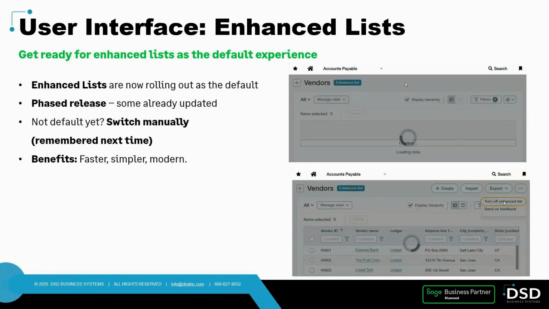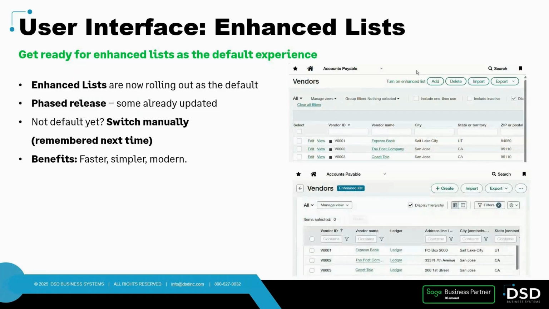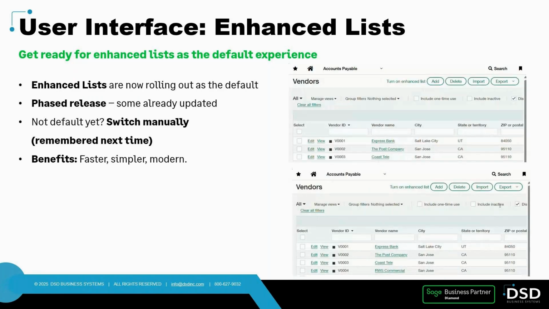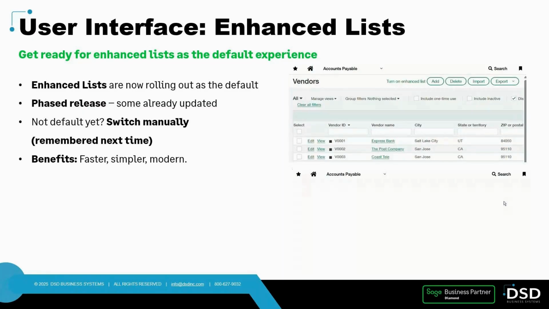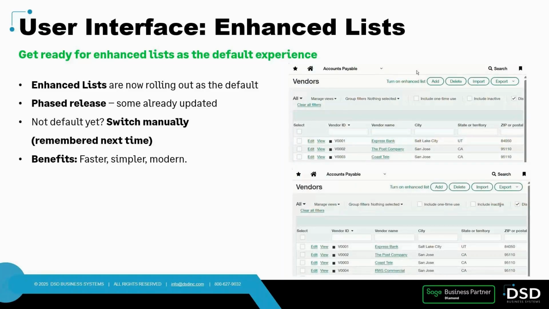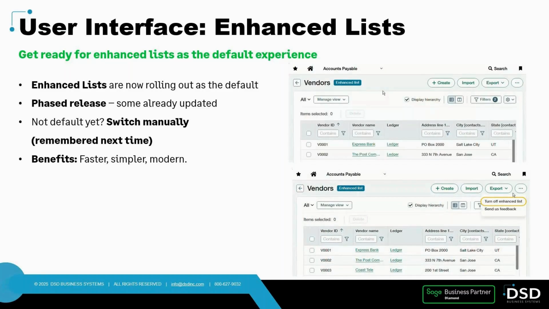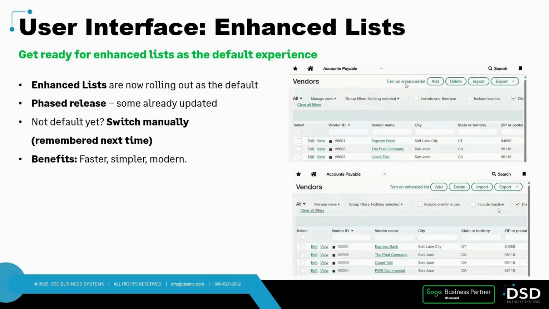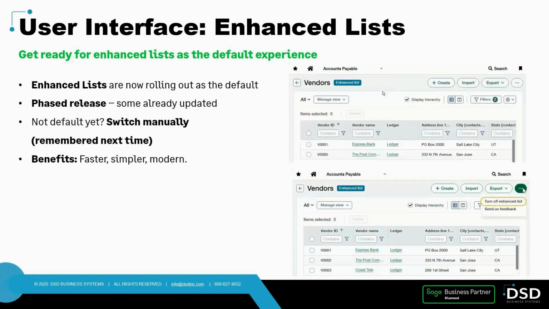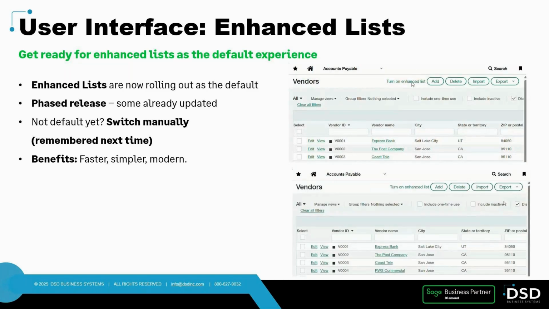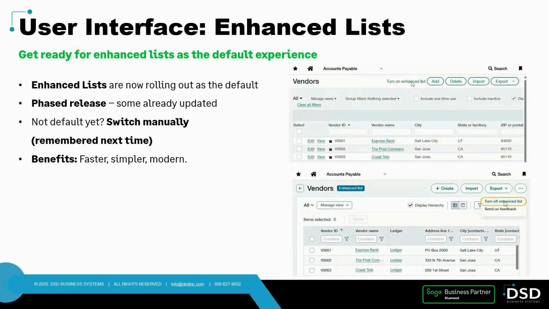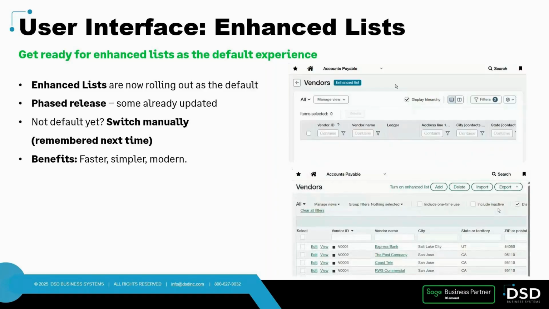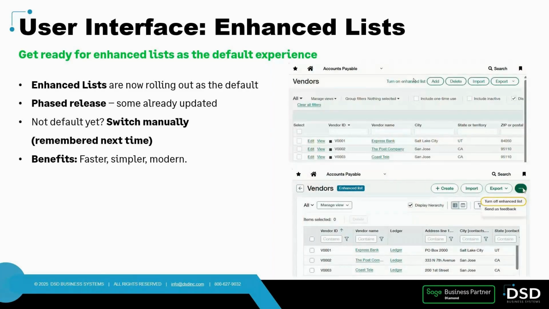First up in the user interface is the general availability of the enhanced lists. So you may have seen these actually in a few of your lists, mainly your vendor list, your customer list at the top of your screen. This is soon to be the default experience when we log into Sage Intacct. Currently, it can be turned on manually until it's later going to be formally rolled out. Not all lists have been upgraded to the enhanced version.